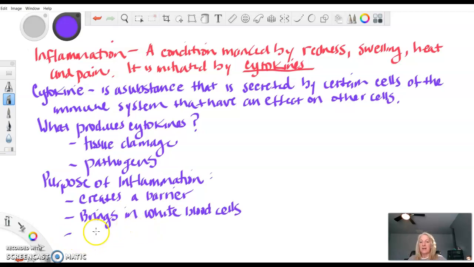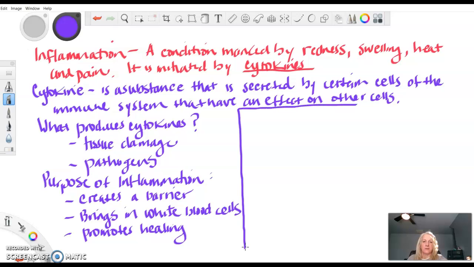Okay? And lastly, it promotes healing. So it facilitates a situation there where that injury can heal itself. Okay? So what are the symptoms of inflammation? Well, they're up here. Redness, swelling, heat, and pain.